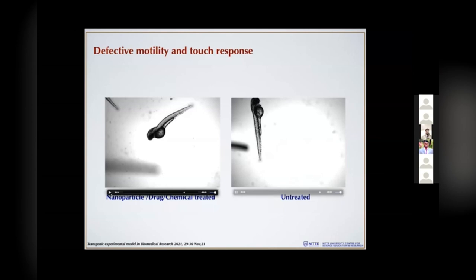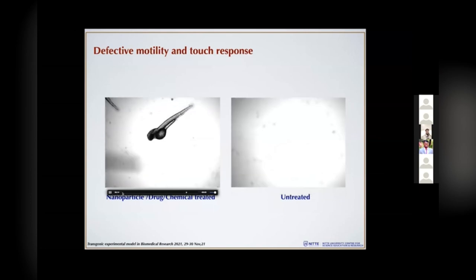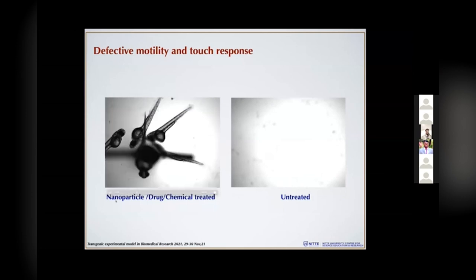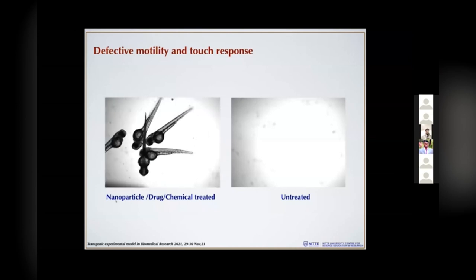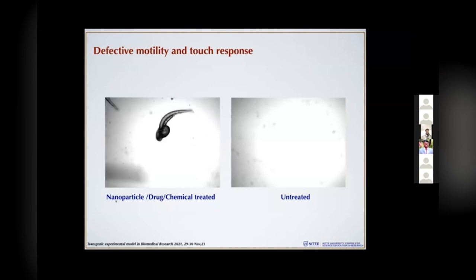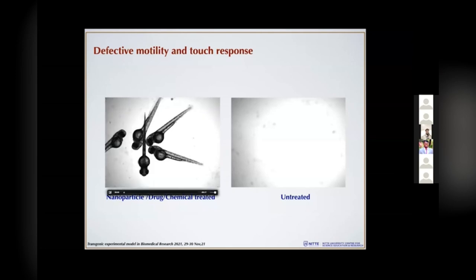Okay, I think it's over. Now you play the left-hand side. Now you can imagine if this is treated with any compound or any nanoparticle or whatever. See, if you're touching, they're not moving away from the focus, they're all there. They're giving a twitching movement. If you see the twitching movement, yeah. So they are unable to swim away from this. So this defective motility. Next slide, Akshat.